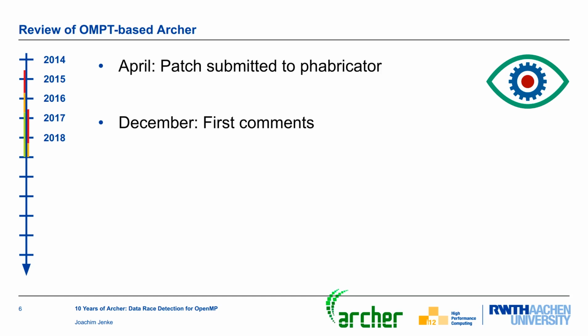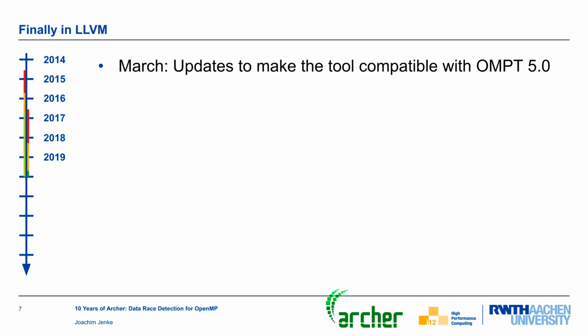In 2018, in April, we submitted a patch in Phabricator for review for the new OMPT-based Archer tool. And in December, we received first comments for this patch. In March, we realized, okay, the world moved forward. OpenMP was finally ratified, and we had to update to the final version of OpenMP 5.0.